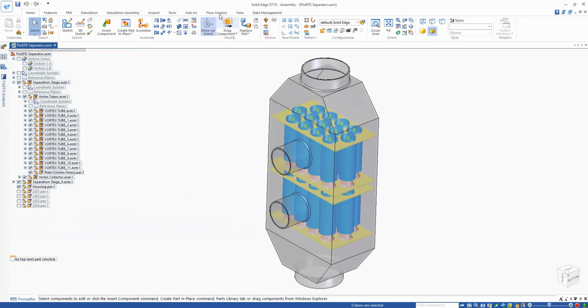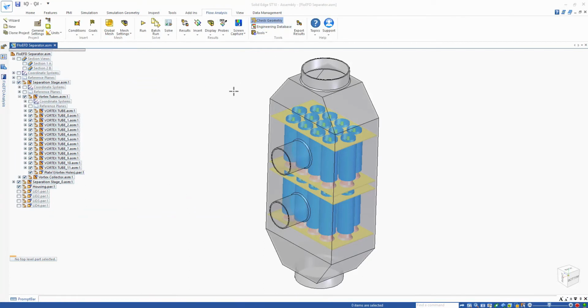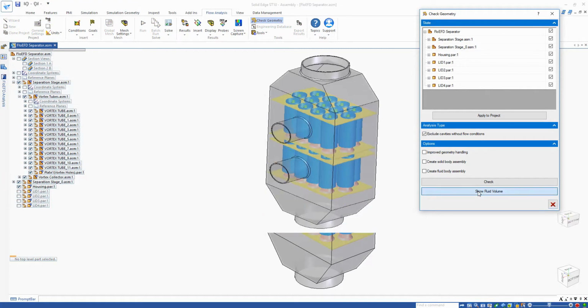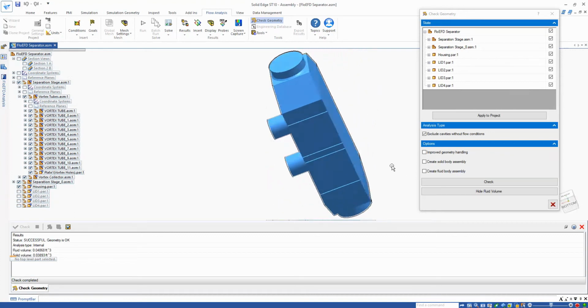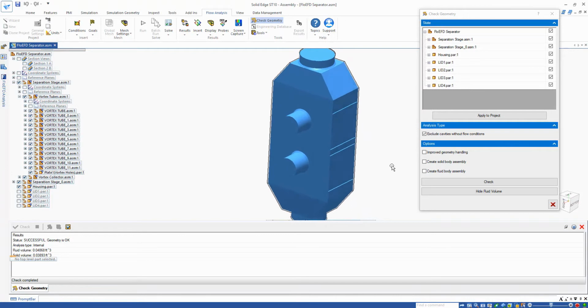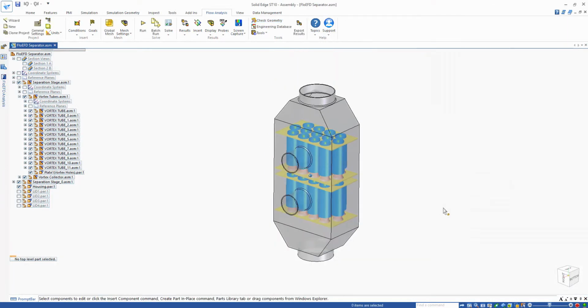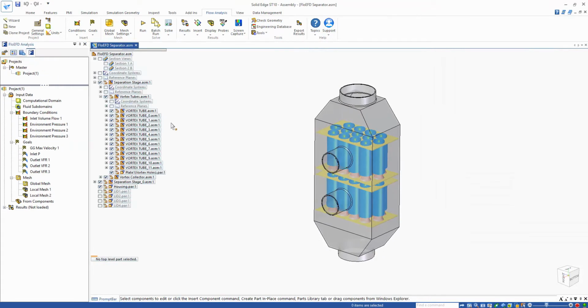So in FloEFD we can check the geometry to ensure that we are getting the correct fluid region in the model, so the air cavity or the air volume is going to be correct. You can see on the screen this blue volume, which is the correct air volume, so we're ready to go. So let's go to our FloEFD analysis and look at some of the setup.